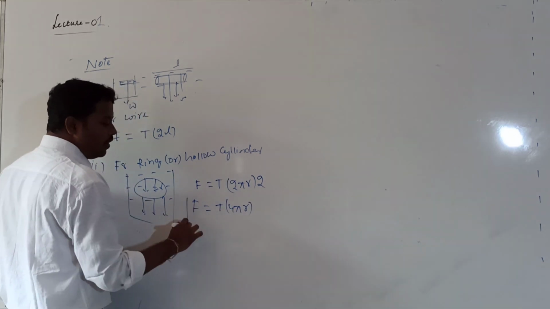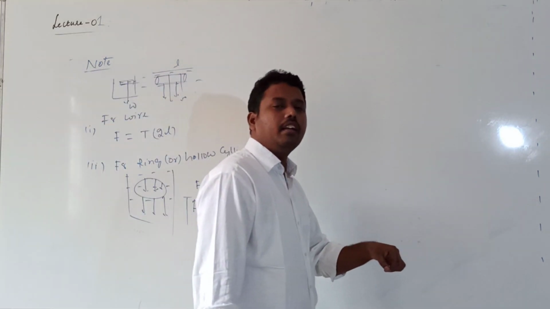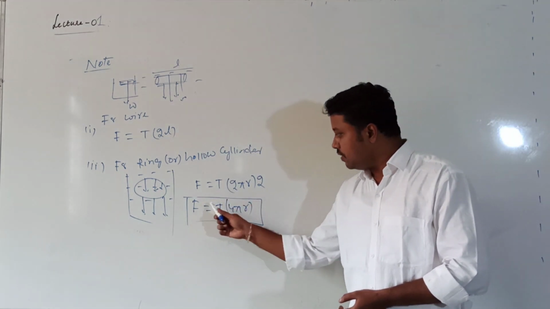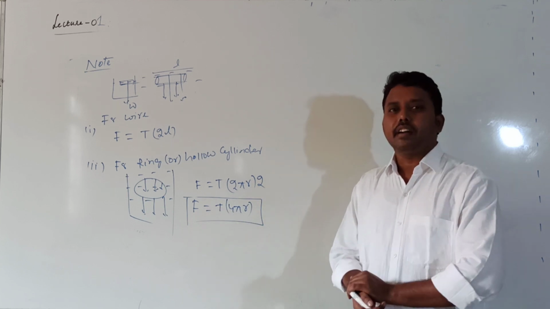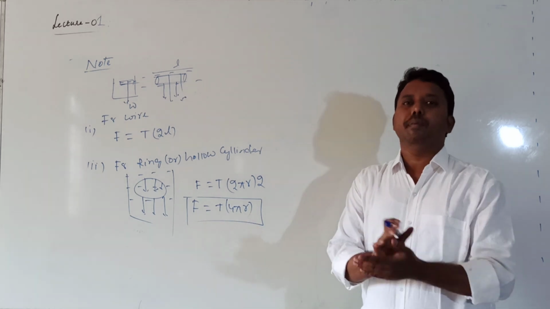This is the formula for lifting a circular ring of radius r from the free surface of a liquid of surface tension value T. So F value is equal to T into 4 pi r. Remember, this note is very important for doing numericals.